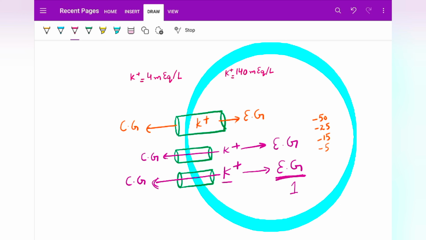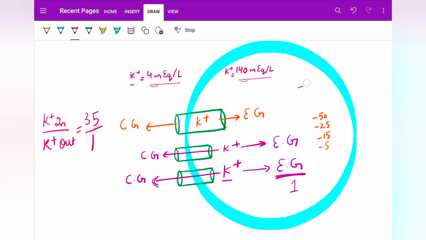Now let's see the gradients. If you look at the concentration of K plus outside, it is 4 milliequivalent per liter. And the concentration of K plus inside is near about 140 milliequivalent per liter. Also, the ratio of K plus inside to K plus outside is about 35 to 1. So what I'm trying to convey is, at these concentration gradients, that is when outside is 4 and inside is 140, the Nernst potential for potassium is about minus 85 millivolt.